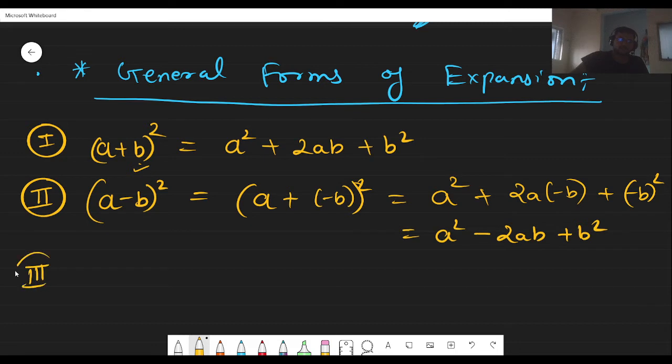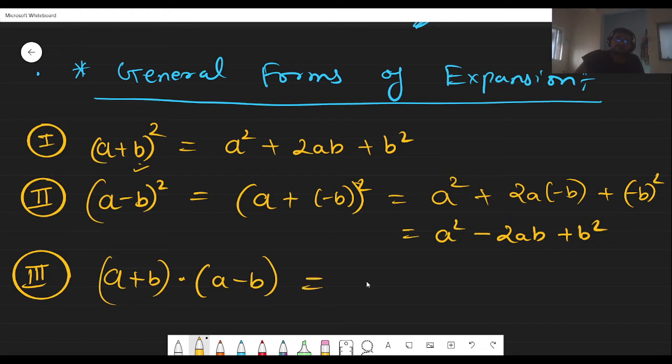The third term is given as (a plus b) times (a minus b). Wherever there is this type of term, you can directly write a square minus b square.